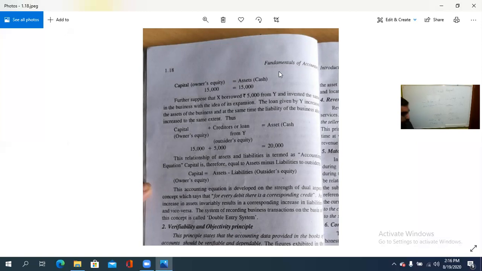ക്യാപിറ്റൽ 15,000 കൊണ്ടുവന്നു, 5,000 എക്സ്പാൻഷന് വേണ്ടിയിട്ട് ഒരാളുടെ കയ്യിൽ നിന്ന് മേടിച്ചു. അപ്പം ആ മേടിച്ചതും കൂടെ എന്തായി തീരും? ക്യാഷ് ആയിട്ട് തന്നെ തീരുവല്ലേ? 20,000 ആണ്. അപ്പം 15,000 plus 5,000 is equal to 20,000. So clear? അതാണ് ഓർക്കേണ്ടത്. Then this relationship of assets and liabilities is termed as accounting equation. ഈ ഒരു പദത്തിനാണ് അക്കൗണ്ടിംഗ് ഇക്വേഷൻ എന്ന് പറയുന്നത്.